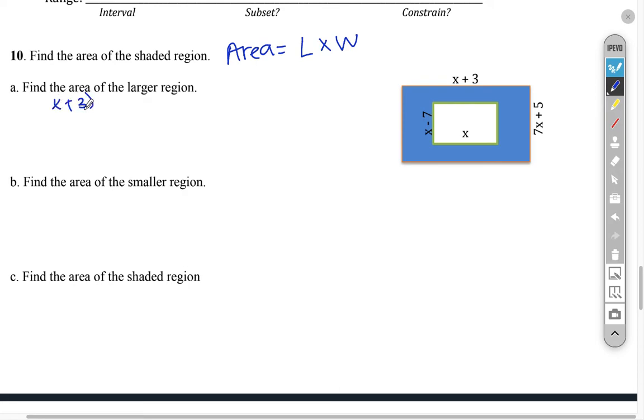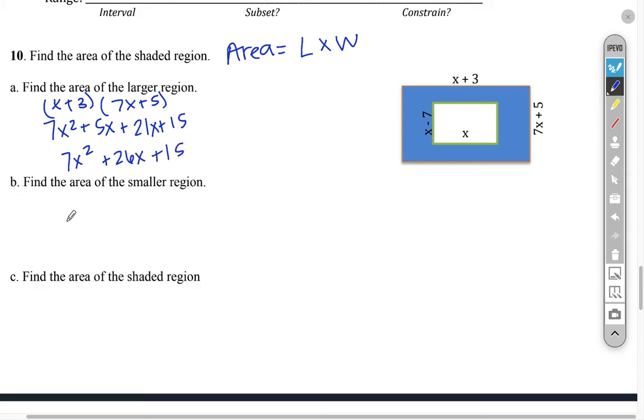So the larger region, we've got x plus 3 times 7x plus 5, and we just distribute that out. So we have x times 7x, 7x squared, x times 5 is 5x, 3 times 7x is going to be 21x, and 3 times 5 is 15. Then we combine our like terms. Oh, sorry, I forgot my x. So 7x squared, 5x and 21x makes 26x, plus 15.